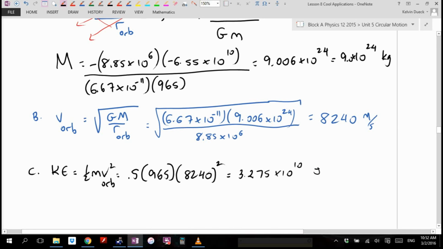There was a quicker way to do this, this C. Handy shortcut. Can all of you on your calculator type in the potential energy, which was negative, but leave it positive. Type in this number here, the 6.55 times 10 to the 10th. Just leave off the negative. And go divided by 2. What do you get?